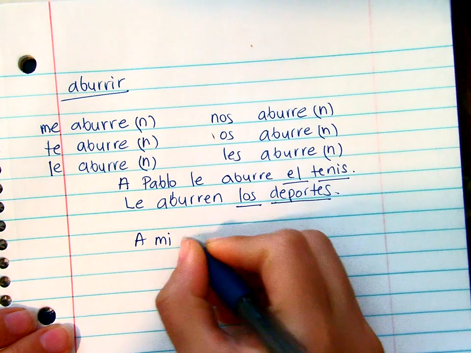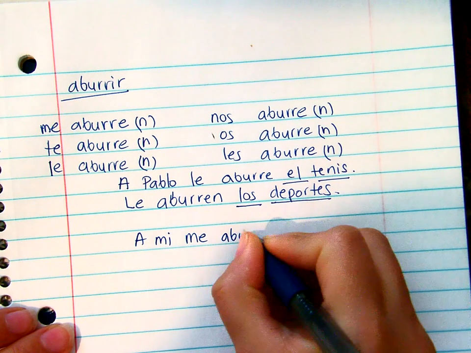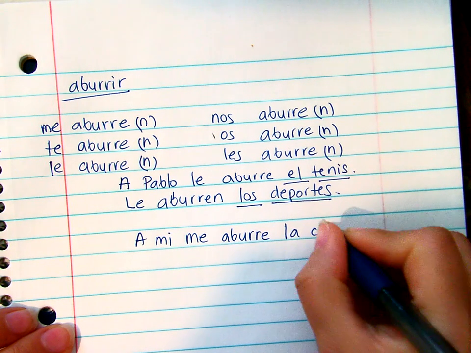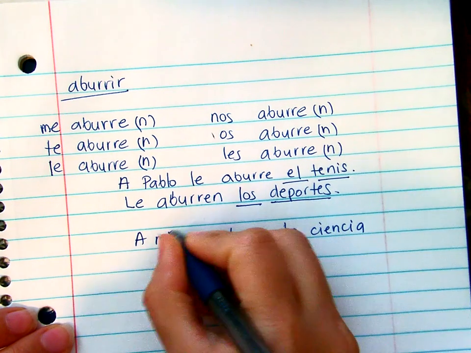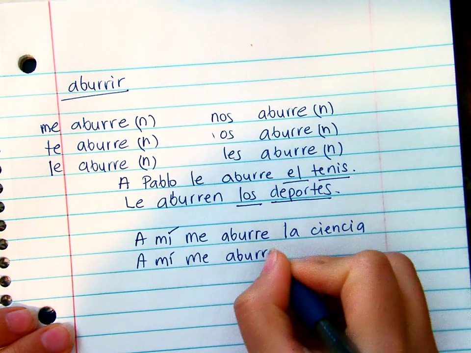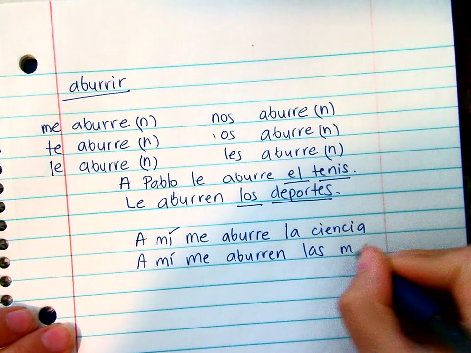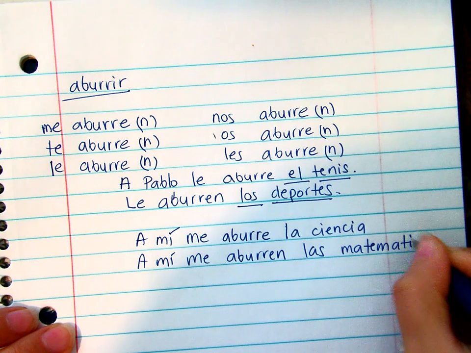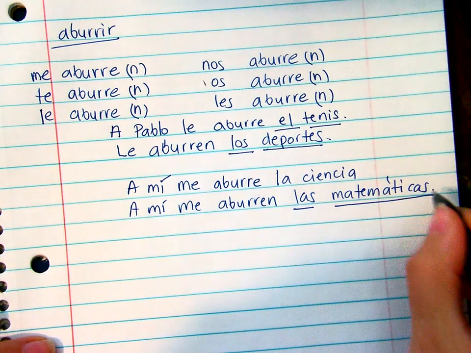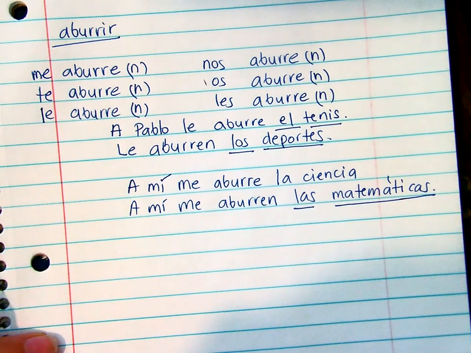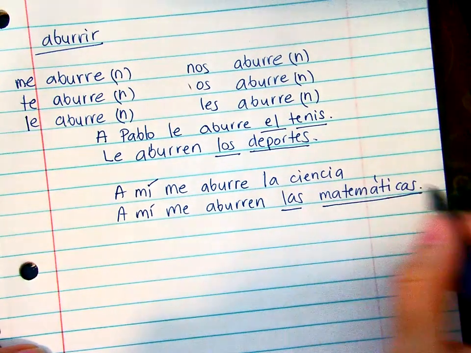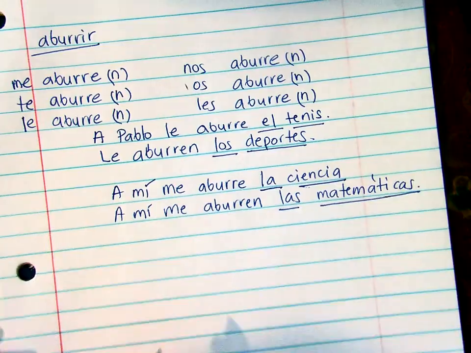Let me give you another ejemplo. A mí me aburre la ciencia. A mí me aburren las matemáticas. Okay? So if the thing that bores you, that's not interesting to you, is plural, you use aburren. If it's one thing, aburre.